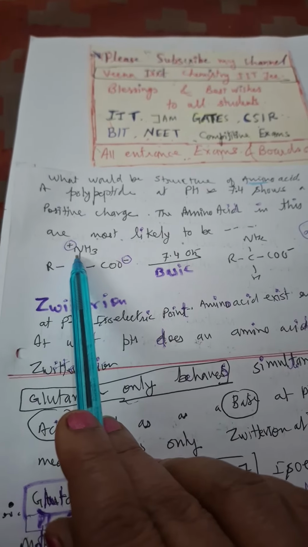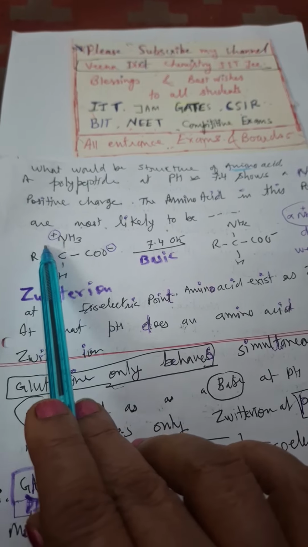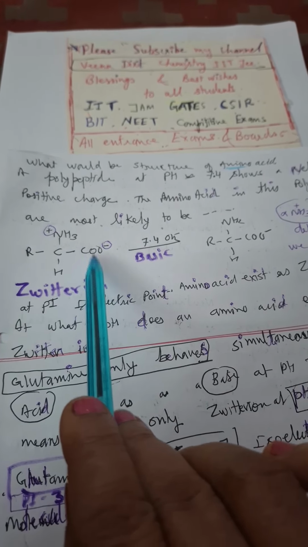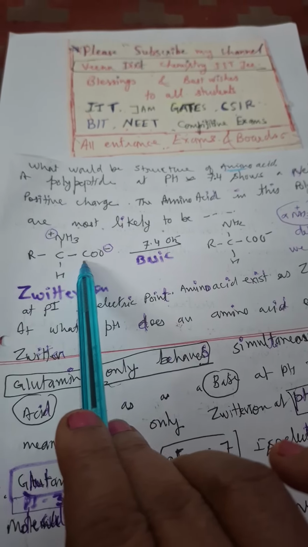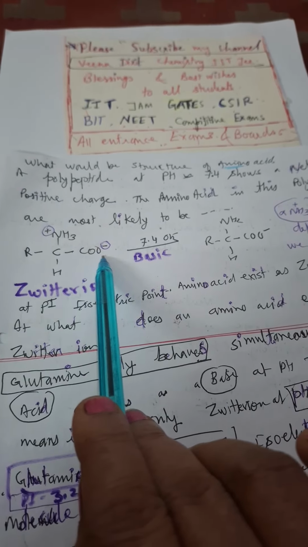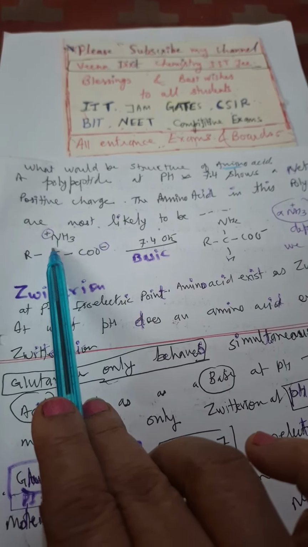See, this part is acidic part and this part is basic part. Why? Because it can donate proton. There is no proton, so now it has become basic. It can accept proton, but it cannot donate proton because there is no proton in the carboxylate ion. So this is basic in nature and this is acidic in nature because it can provide proton.